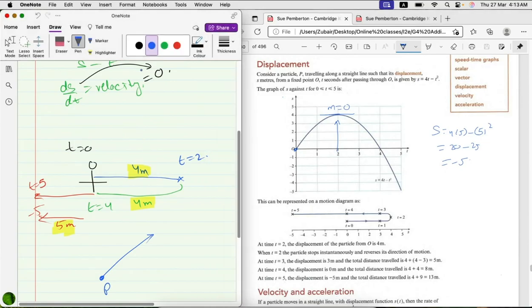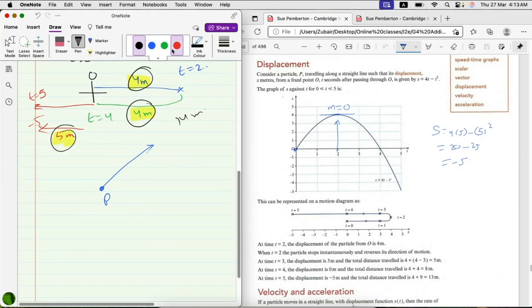So total distance is, when it started from O, it moved away 4 meters, then it came back 4 meters, and then another 5 meters in the other direction. So total is 14 meters. Difference of distance and displacement: if the particle travels in different orientations, we just keep on adding every distance. This is the total distance, and if it is ending at P again, the displacement is 0.